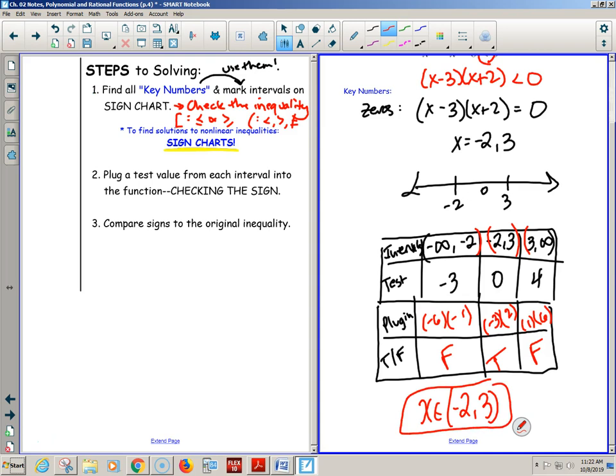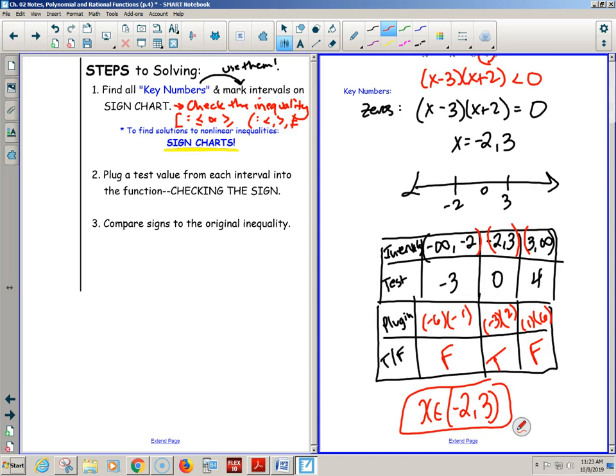So we already found that answer. This is just the technical procedure that these steps are talking about. Find all your key numbers. Polynomial, look for zeros. Rational, look for zeros up top and bottom. Mark intervals from that. From that number line, we can make a chart. From that chart, we can technically just test one here, one there, one here. True or false? The true column, that interval is a part of my solution.